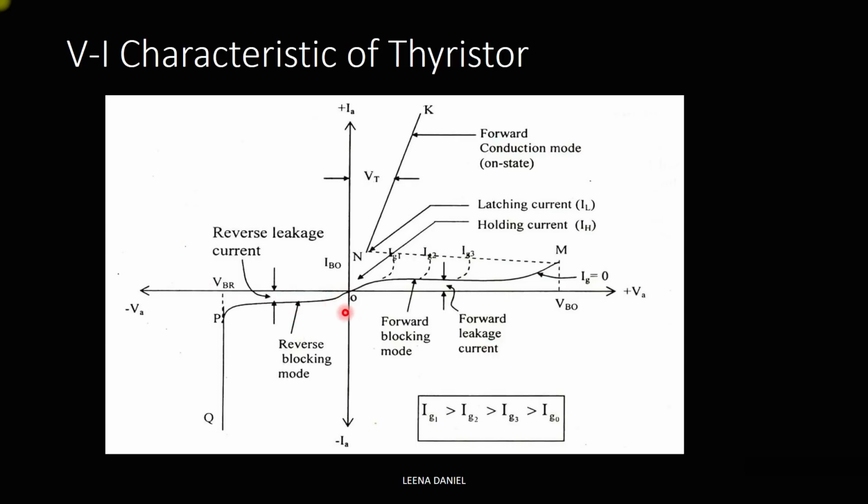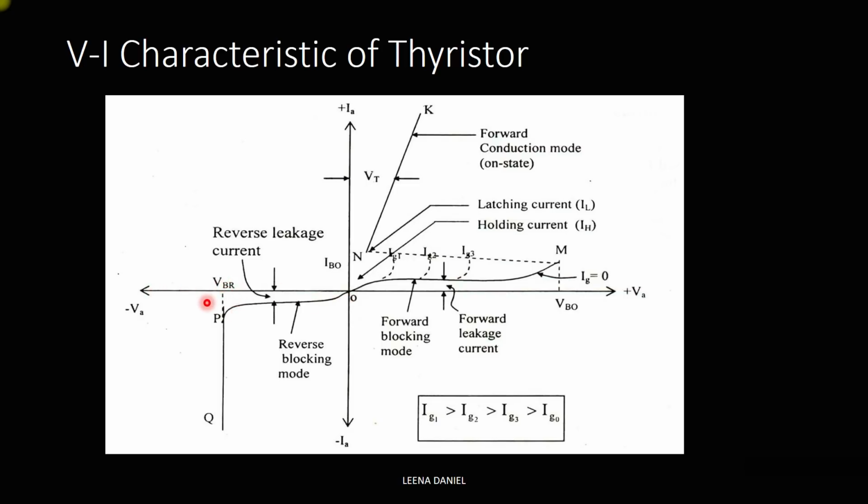So what happens in this reverse blocking mode? The thyristor is connected in reverse bias, but there is no conduction through the thyristor. From O to this VBR, VBR is the reverse breakover voltage. So from O to VBR, nothing will take place in the thyristor, but we are slowly increasing this voltage in the negative direction.